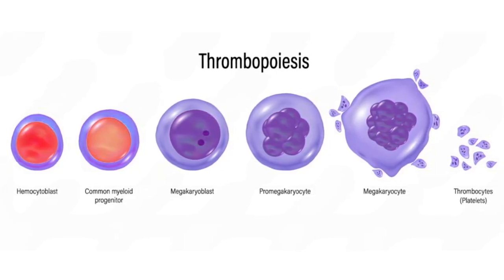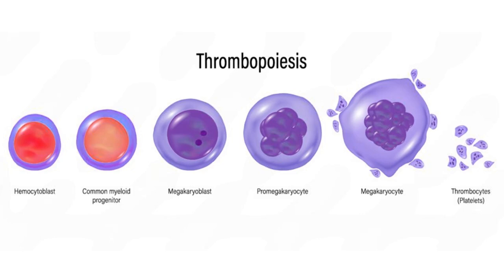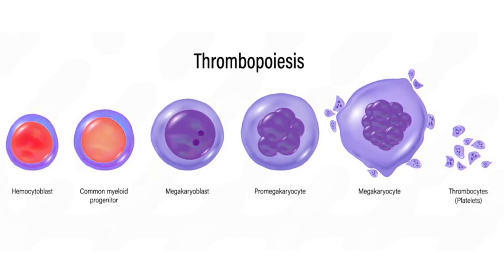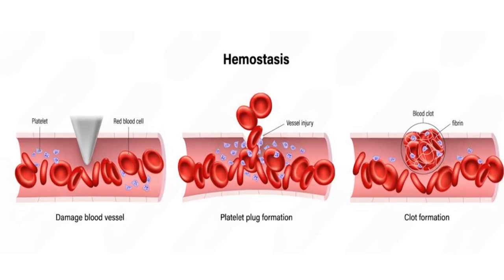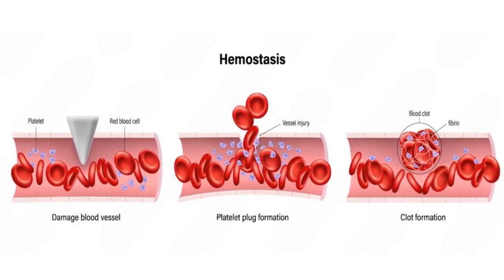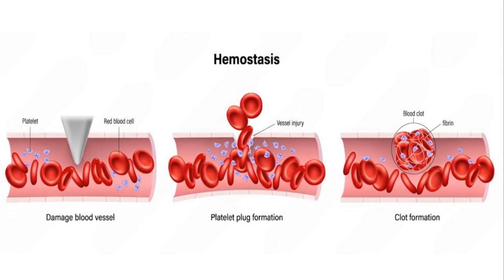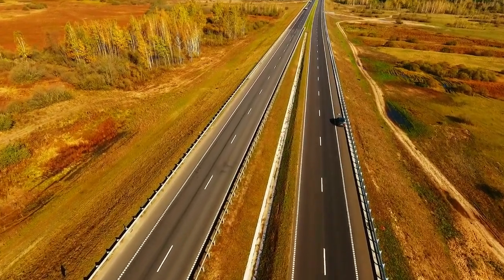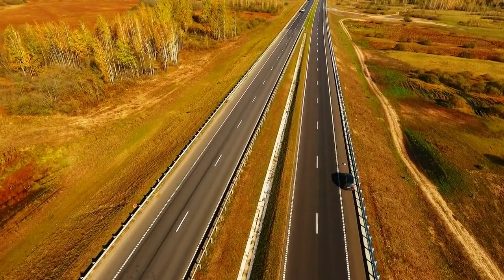Hematopoietic stem cells of bone marrow differentiate into common myeloid progenitors, which give rise to megakaryocyte progenitors. These mature into megakaryocytes, large cells that fragment to release platelets into the bloodstream. The platelet formation is regulated by thrombopoietin, primarily produced by the liver, and is essential for blood clotting and wound healing. From oxygen carriers to immune defenders and healing agents, these microscopic heroes work tirelessly for us every moment.